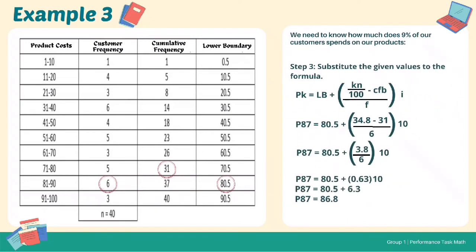Now, let's substitute and solve. First, subtract the CFB, which is 31, from 34.8, which is the kn over 100. This would then give us 3.8, then divide it by the frequency, which is 6. This would give us 0.63, multiply it by the interval, which is 10. This would give us 6.3, and lastly, add the 6.3 to the LB, which is 80.5. This would give us the final answer of 86.8. In conclusion, 87% of our customers spend $86.8 or less on our products.